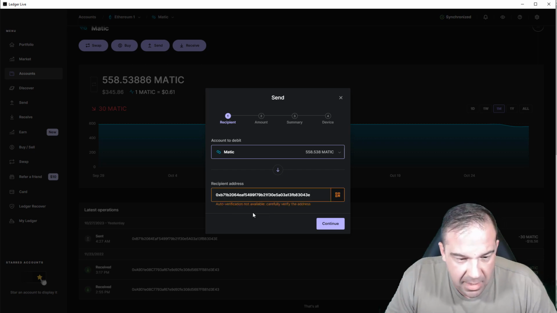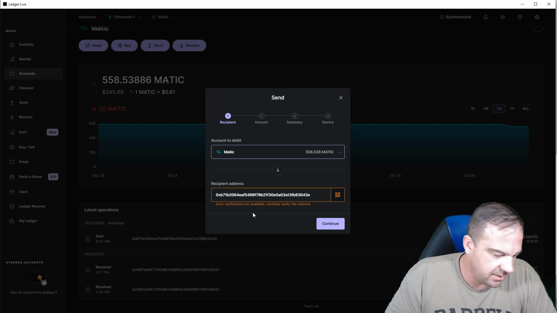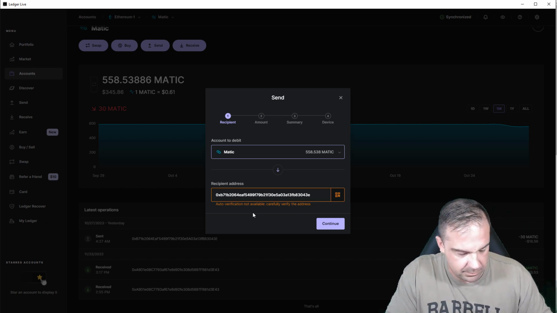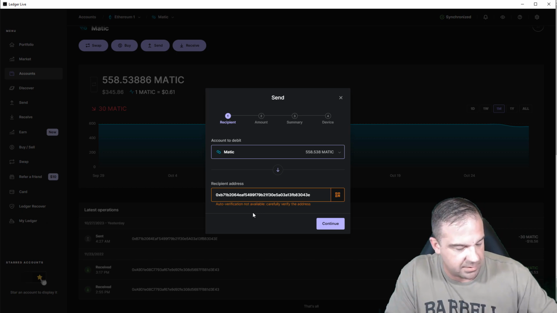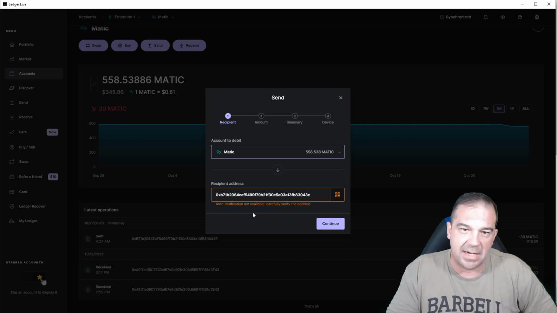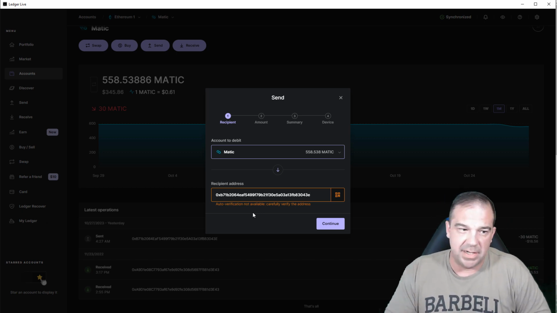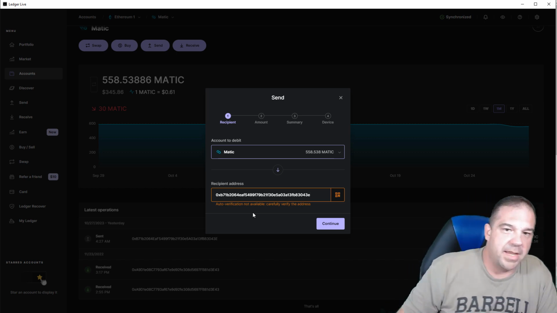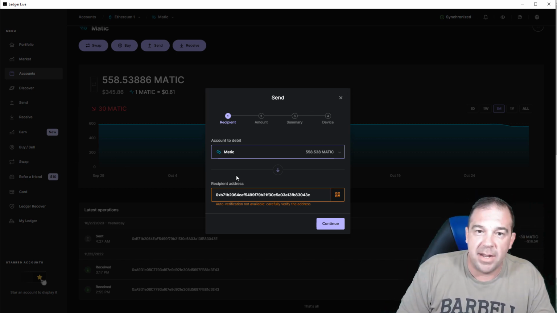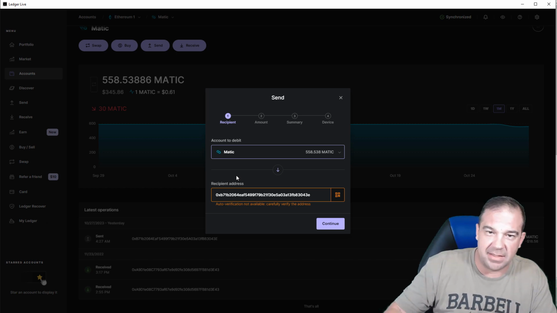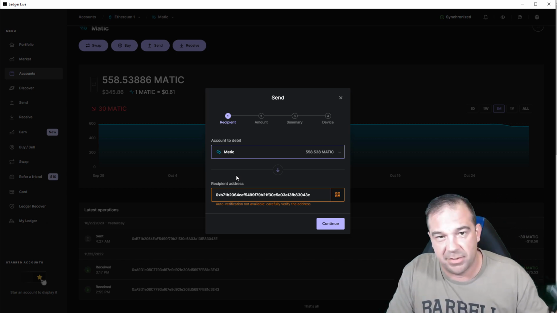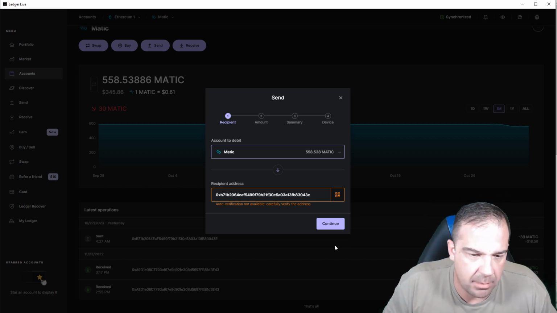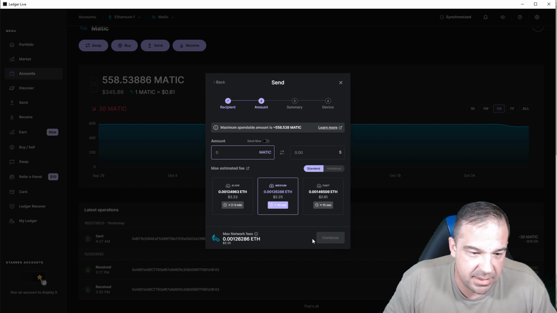Now, auto verification is not available because this is a hardware wallet and it doesn't actually do anything. Everything's on the app right now, and then it only connects at the time when you actually have to do stuff on the wallet to connect it. So I'm gonna hit continue, and then it's gonna say amount.